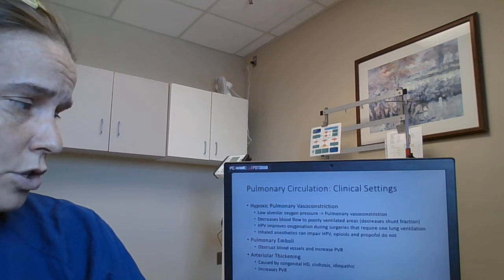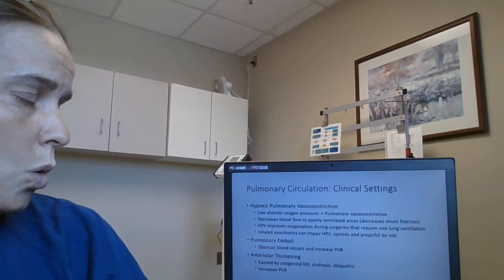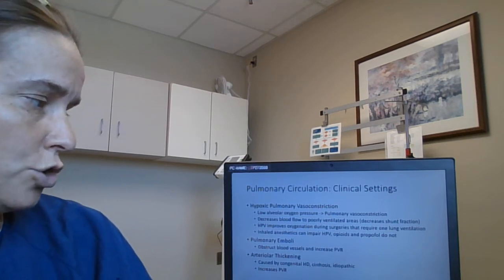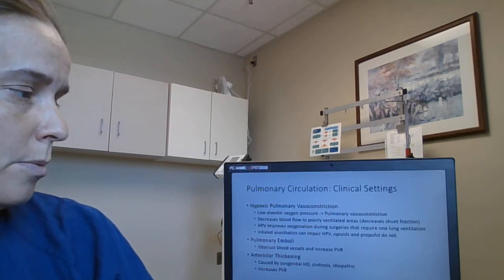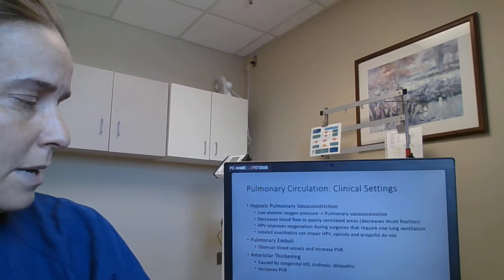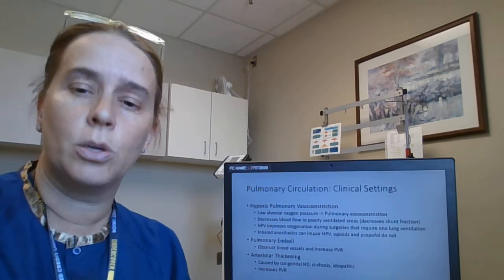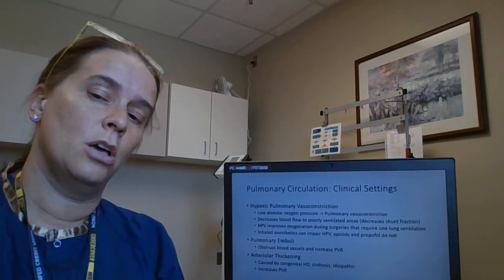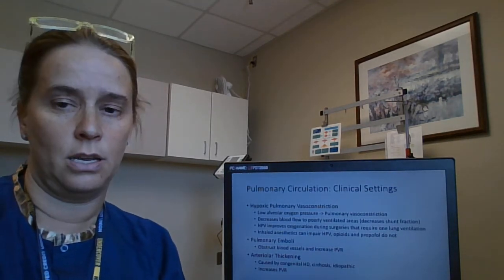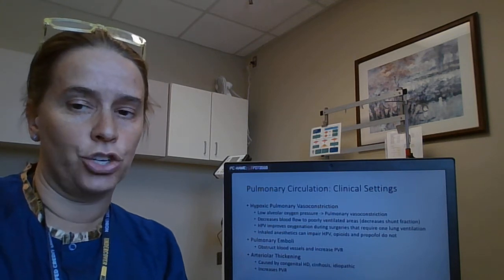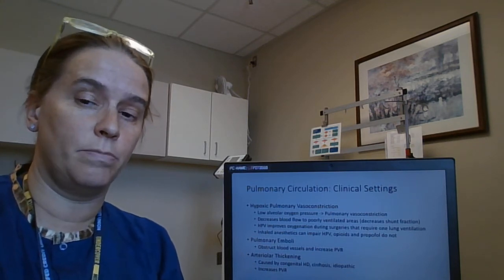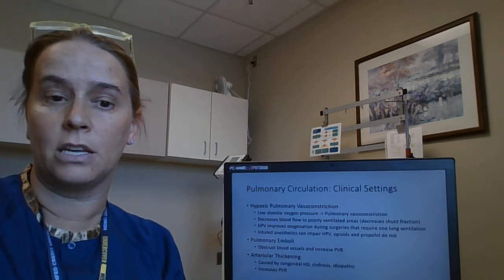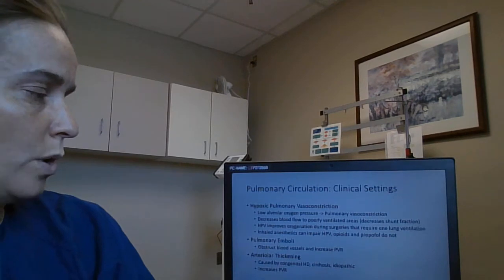Hypoxic pulmonary vasoconstriction. So when there's a low alveolar oxygen pressure, the pulmonary capillary beds vasoconstrict. The reason that makes sense is that it decreases the blood flow to poorly ventilated areas of the lungs. So your body is trying to match the ventilation to the perfusion. And when it's matched, the blood gets oxygenated. The blood is then pumped back to the heart and then distributed to your whole body to oxygenate your body.